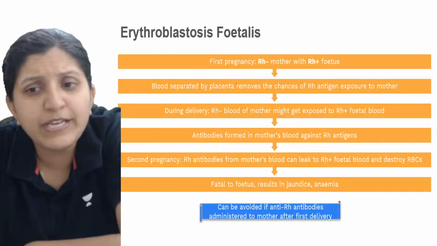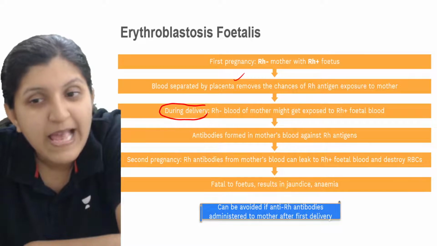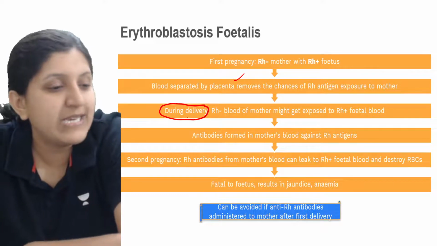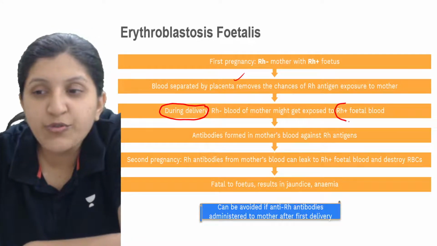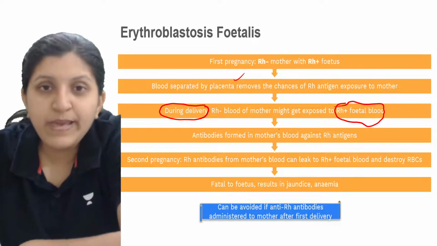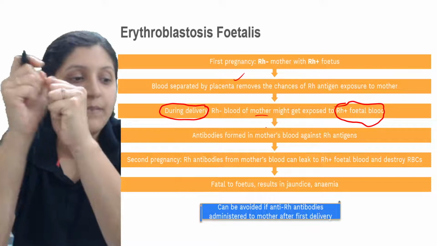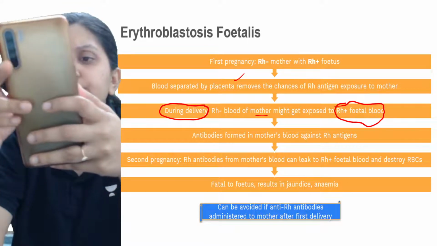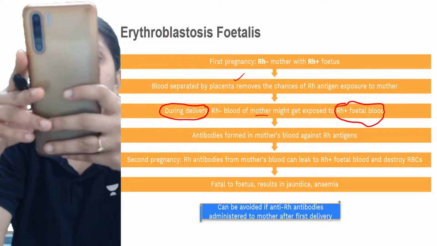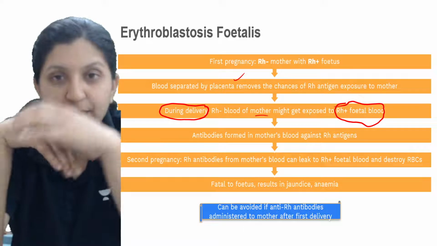Okay, so blood is separated by the placenta, but during the delivery what is going to happen? There is a slight mixing up of blood. So this Rh positive fetus, that fetus blood will be exposed to the mother. It is going to get mixed with the mother's blood.